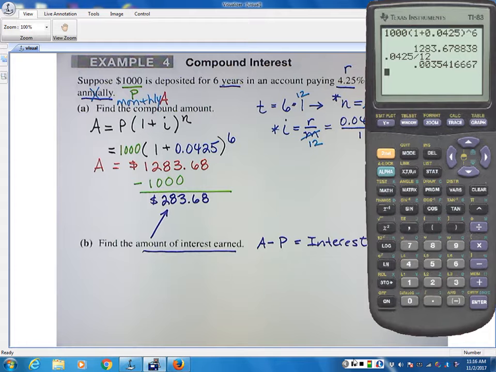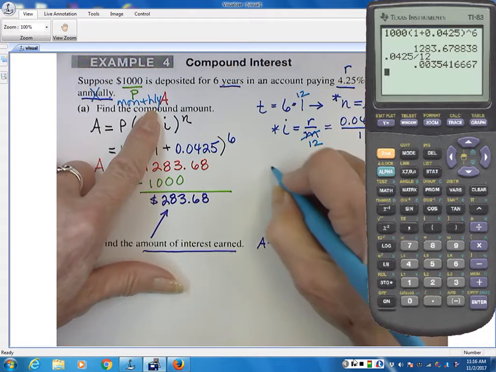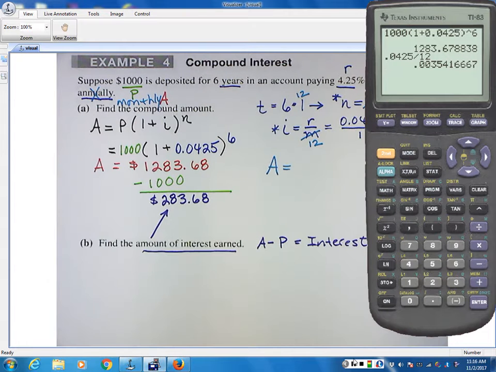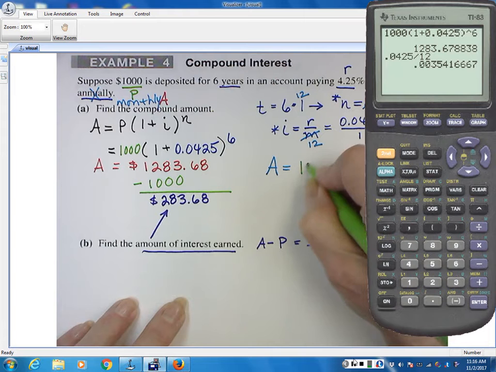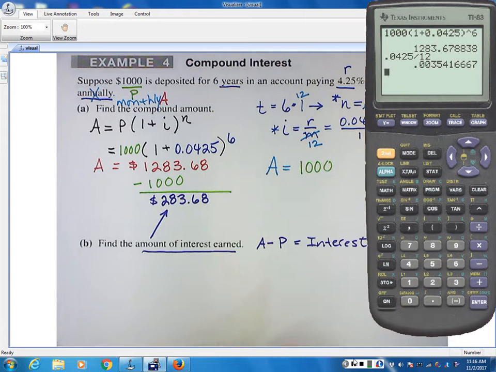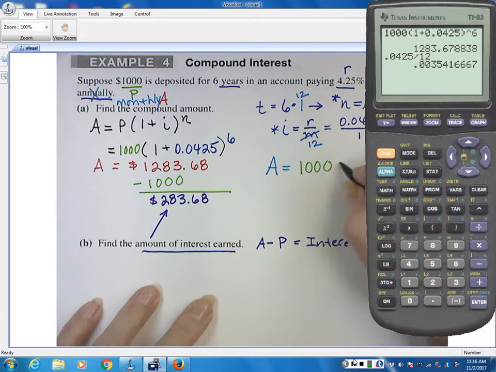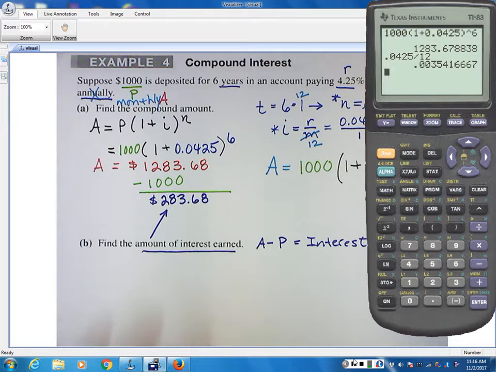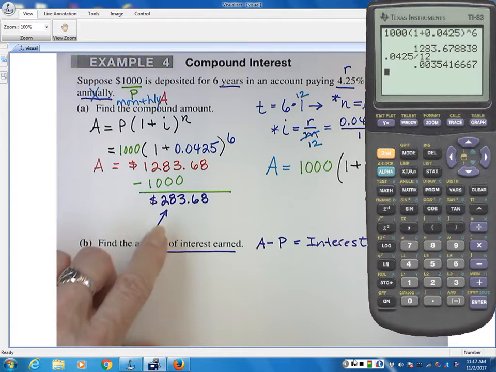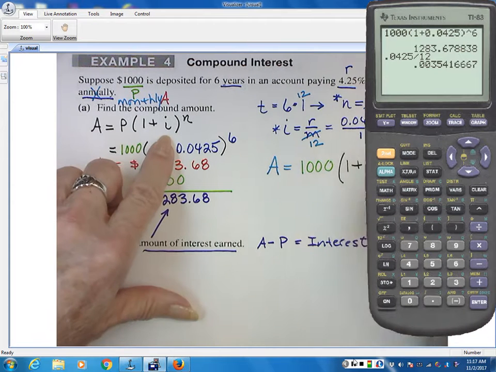So in this case, our compound amount, A, is still going to be my $1,000. Same amount of money. And I'm still going to have 1 plus, but my interest rate now, because this came out to be such a big, long, ugly decimal, and I don't want to round off, I'm actually going to put in that interest rate as 0.0425 divided by 12. Okay?